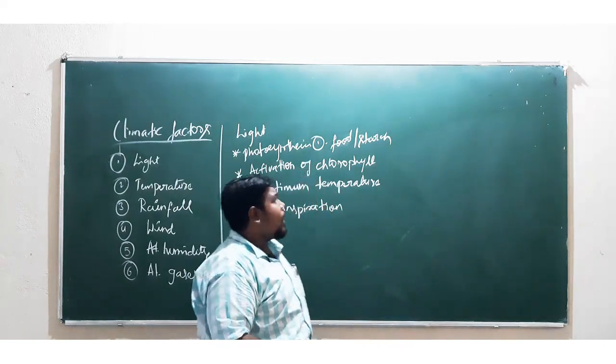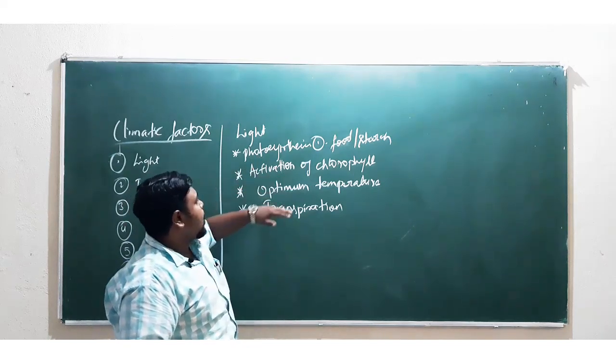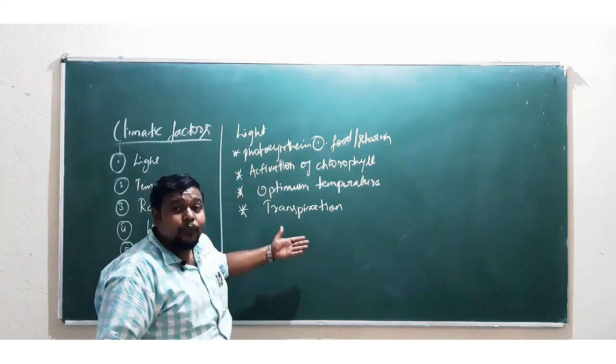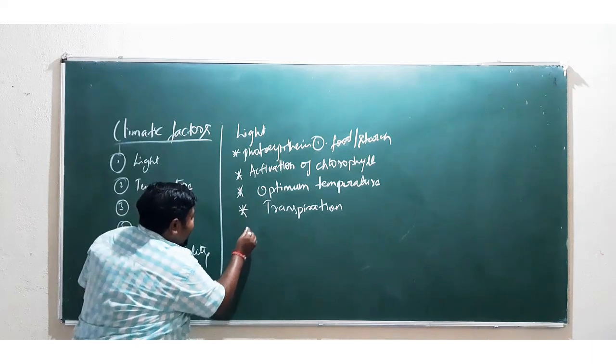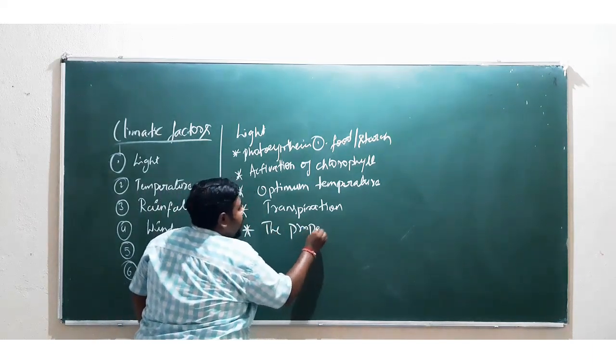And what is the next one? We consider photosynthesis, activation of chlorophyll, optimum temperature, and transpiration. These are all very essential for a normal development of a plant here. So, I can quote it as the proper development of a plant.